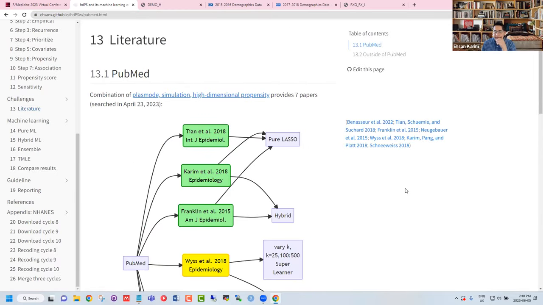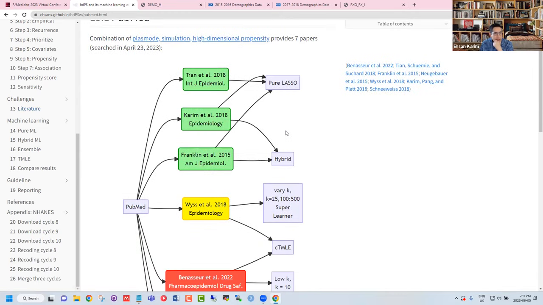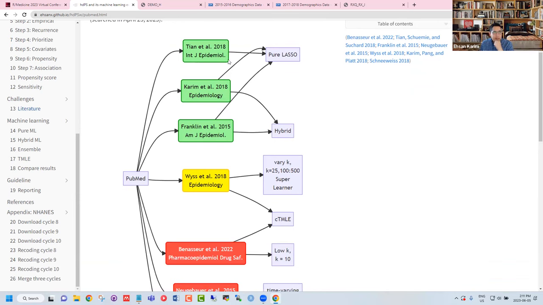Okay. So briefly looking at the literature, for example, I did this search in PubMed, and I wanted to understand what things people generally do in terms of high-dimensional propensity score algorithm enhancement, and I found these 7 papers, right? This paper from 2018 used lasso, and this is me in 2018. I have also used a lasso extension of the high-dimensional propensity score. There is a Franklin paper in 2015 that also used lasso. Franklin and I both used some sort of hybrid algorithm as well.